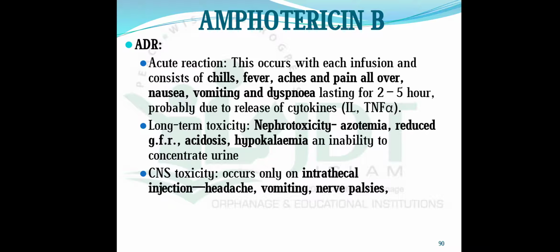This is probably due to the release of cytokines, which are inflammatory mediators released by the non-specific immune response of our body. Now, long-term toxicity: while using amphotericin for a long term, it will cause nephrotoxicity, azotemia, reduced glomerular filtration rate, acidosis, hypokalemia, and inability to concentrate the urine. So these are important ADRs of long-term toxicity. Then CNS toxicity occurs on intrathecal injections like headache, vomiting, nerve palsies.